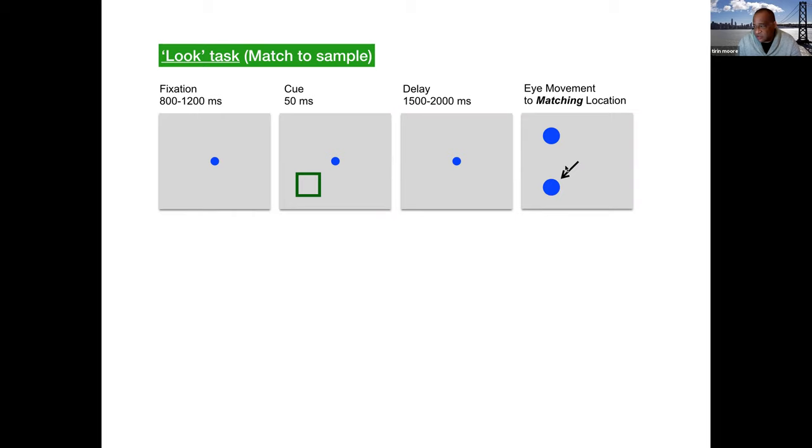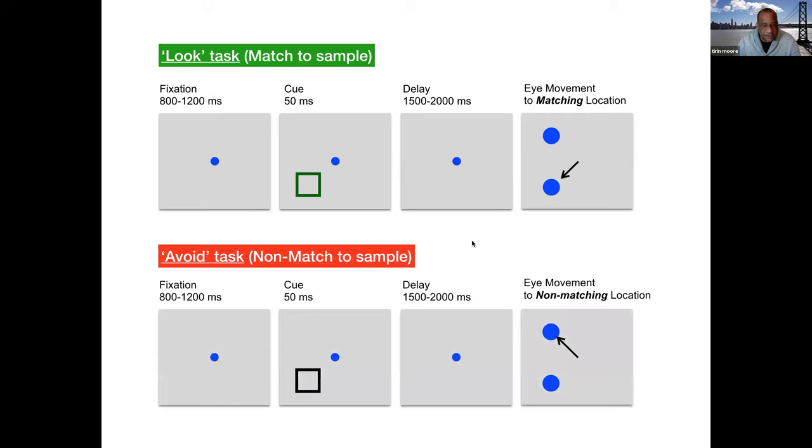In the avoid task, monkeys were instead rewarded for doing the opposite. That is, after the delay, the animal was rewarded for looking at the novel location, the uncued location. And importantly, although the behavioral response differed between the two tasks, looking at or avoiding the cue location, neither of these tasks can be solved correctly without memorizing the cued location, right? So you have to memorize this location. In both cases, it's a response mapping that changes.